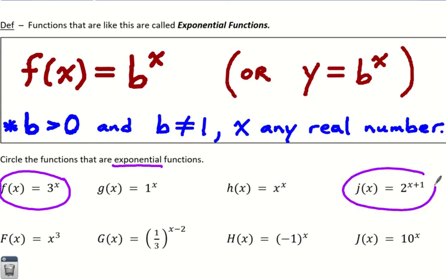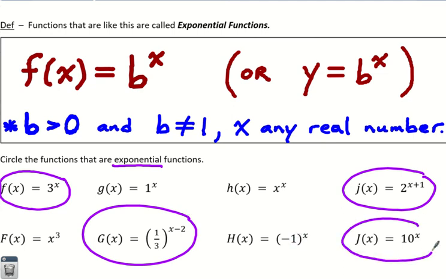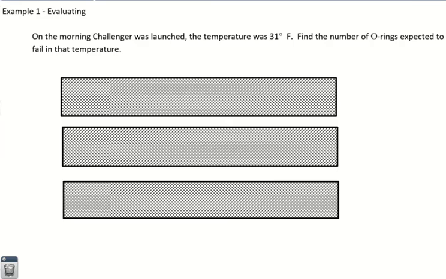Little j works. It's got a good, legal base of 2, and x plus 1 is good for your power. Big F, nope. Same reason as little h. Big F is a no. This is actually cubic. Big G is a yes. Big H is a no because of the illegal base. But big J is good. So those are what exponential functions look like.